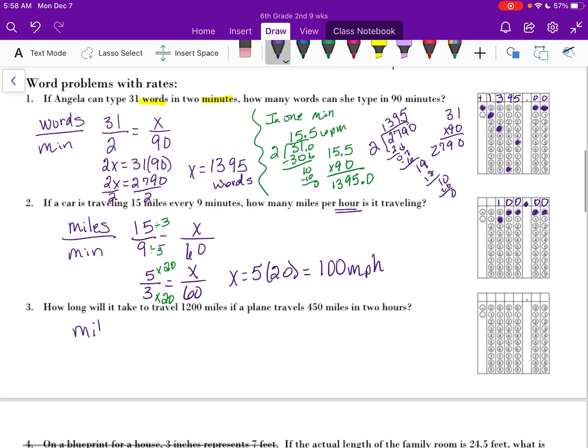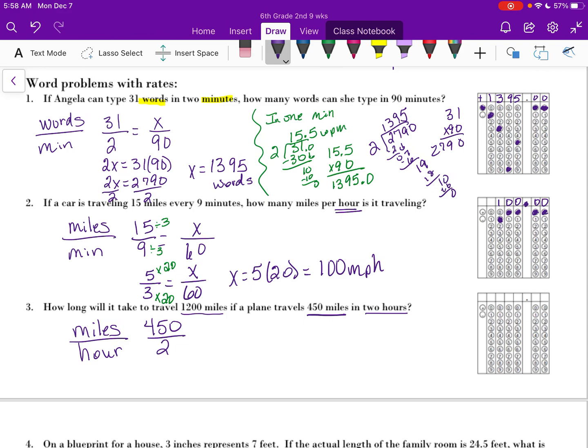Because they're not really paying attention to what it's asking. They're just putting numbers somewhere. Okay, a lot of kids want to say that 1,200 miles goes with 2 hours. But does it? What goes with the 2 hours? How far is the plane traveling in 2 hours? Yeah, 450 miles. So the 450 and the 2 have to go together.